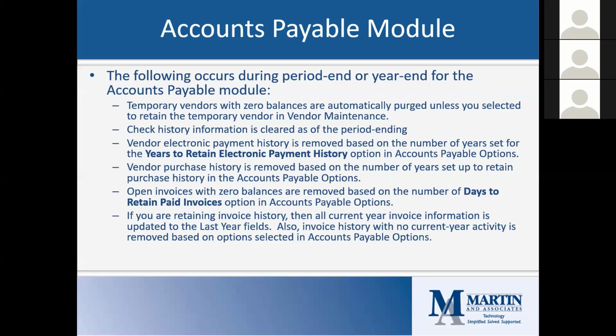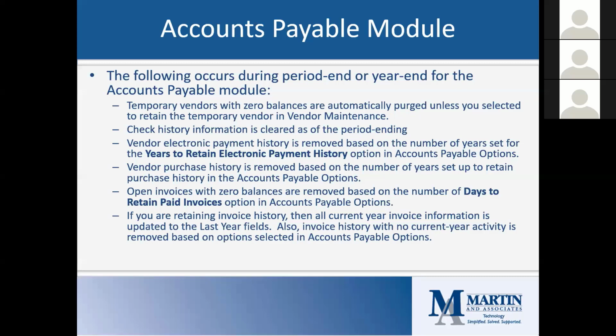Any check history information is cleared as of the period ending. Your vendor electronic payment history is removed based on the number of years you said to retain electronic payment history out in the options. So that's one of those years to retain options that I was talking about before. Same thing, a vendor purchase history is removed based on the number of years you said to retain that out in the accounts payable options.